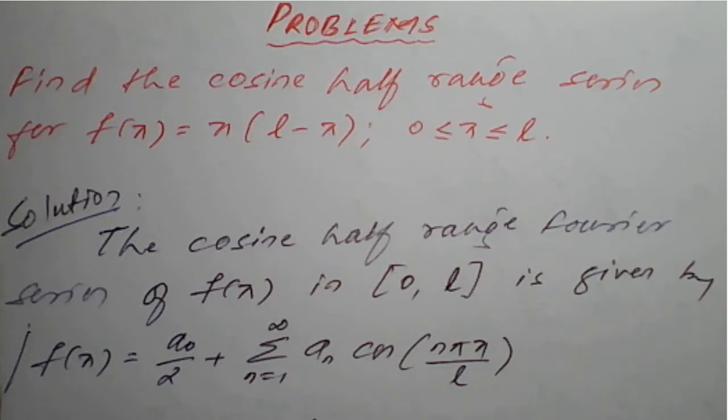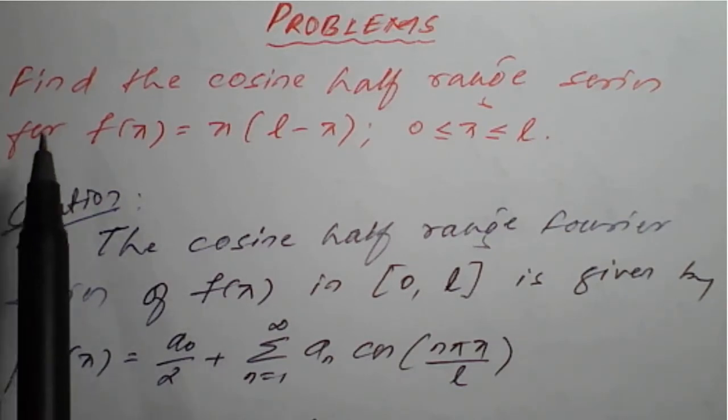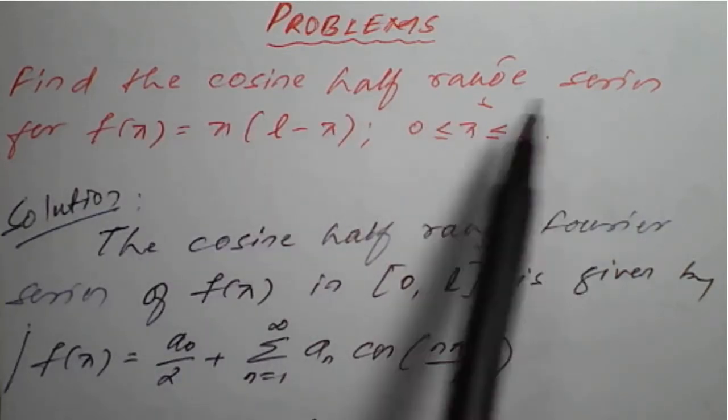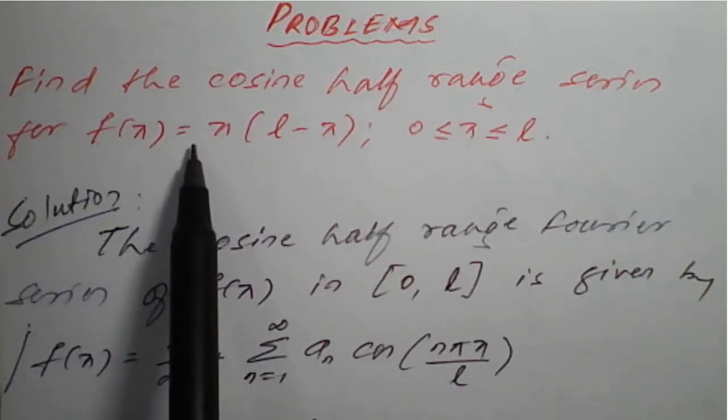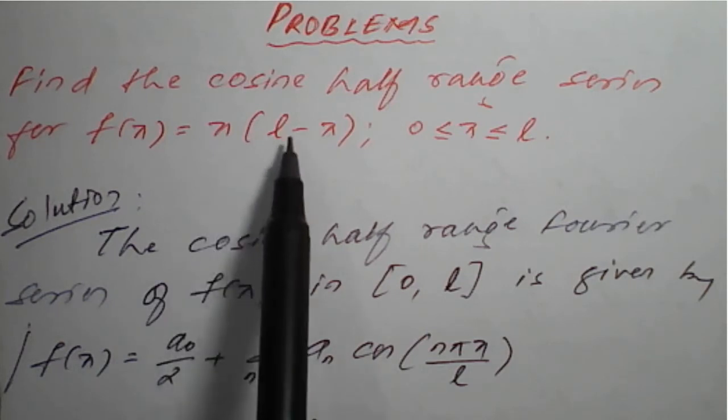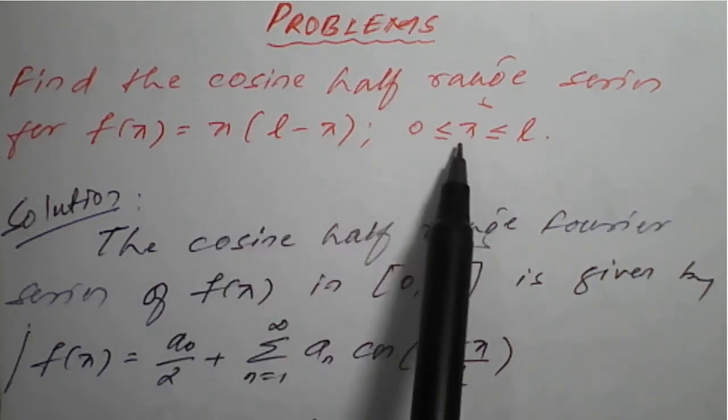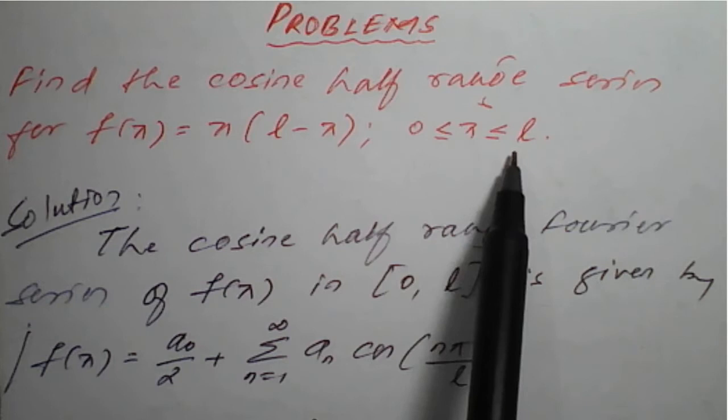Hello students, we'll see the problem on half-range series. The problem is: find the cosine half-range series for f(x) = x(L − x), where x is greater than or equal to 0 and less than or equal to L.